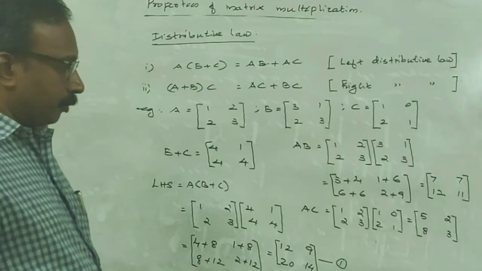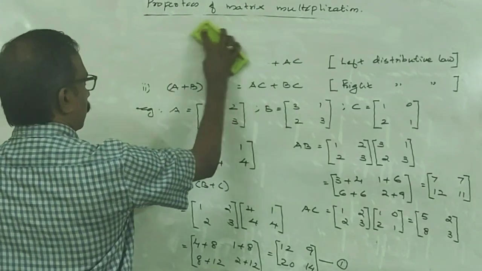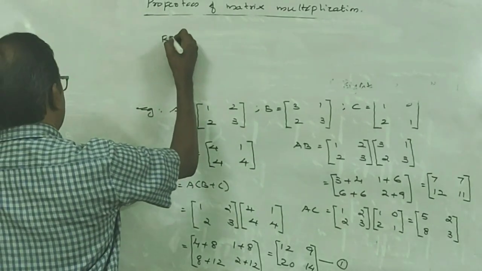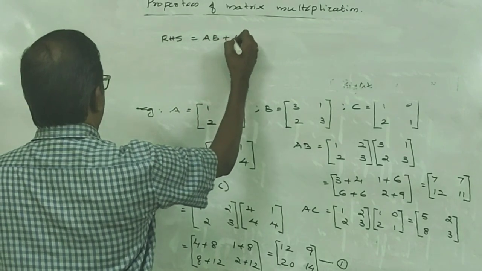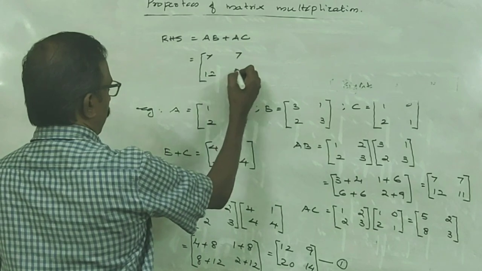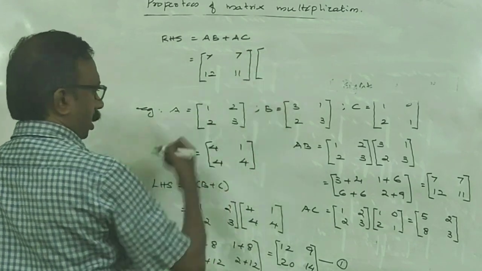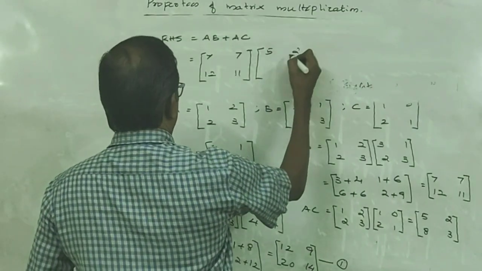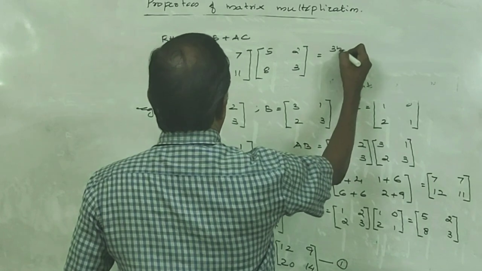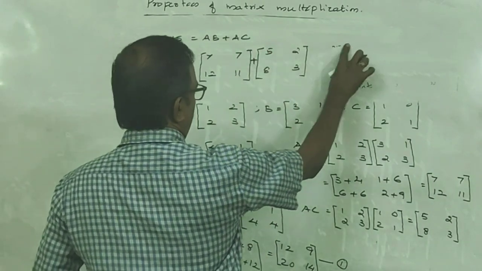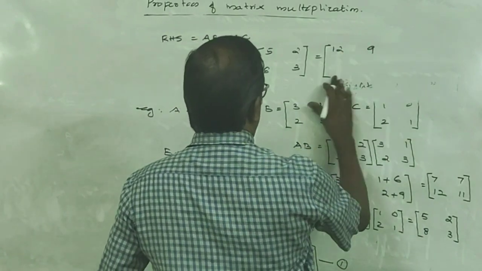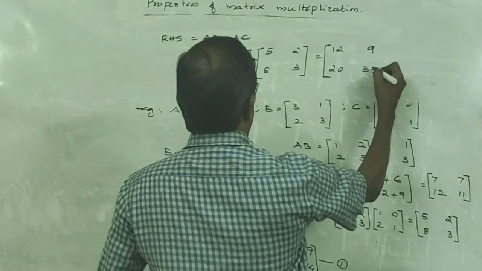Now we are going to find the RHS. RHS is AB plus AC. What is AB here? Here AB is [7, 7; 12, 11]. And AC is [5, 2; 8, 3]. Here we are adding these two matrices, not multiplying. That is equal to 7 plus 5 is 12, 7 plus 2 is 9, 12 plus 8 is 20, and 11 plus 3 is 14. This is equation number 2.